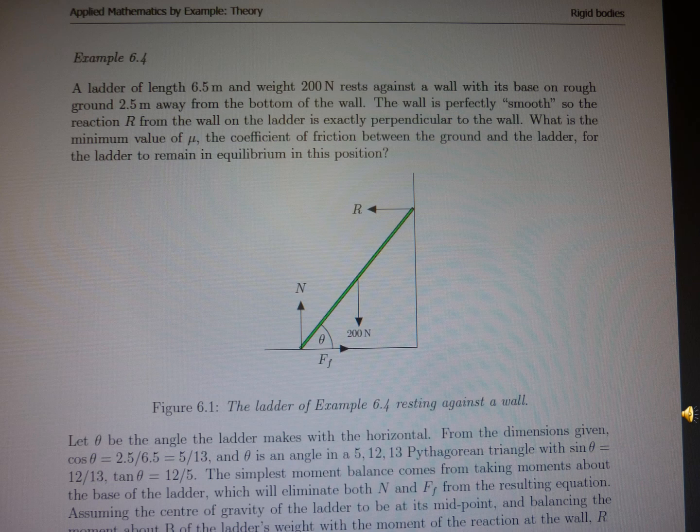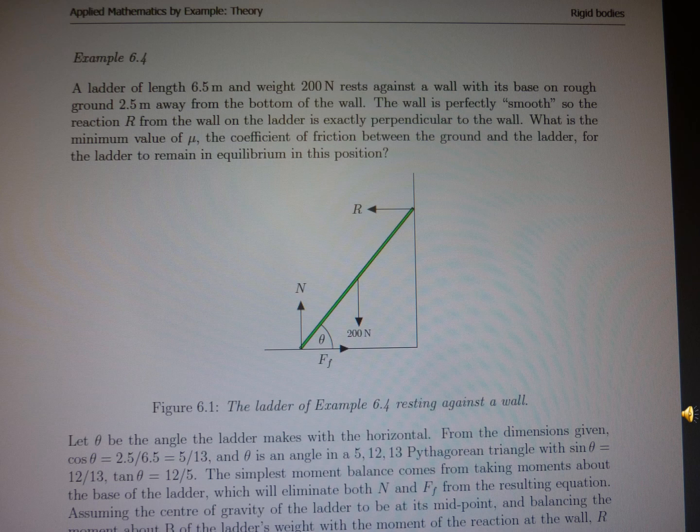So in this case, the ladder is at rest at angle theta. At the middle of the ladder, the weight is 200 Newtons. At the bottom point, the friction force F and the normal force N are the two forces acting on the ladder, and the other point has the reaction force. This is the force reaction diagram of the ladder.